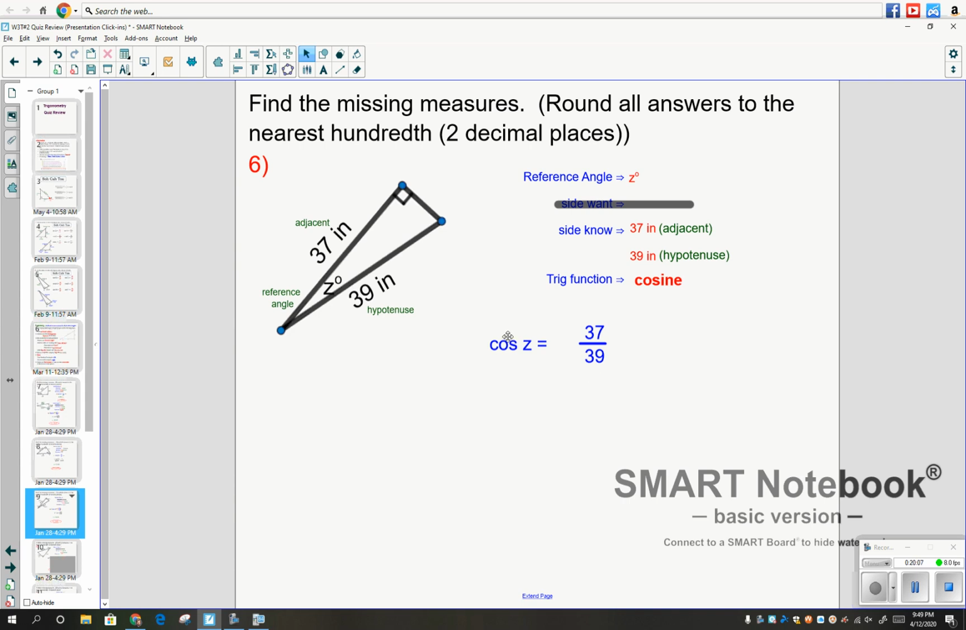How do I solve for Z? How do I get rid of cosine? Solve for an angle? The inverse. Take the inverse of both sides. Cosine inverse of cosine will cancel each other out and leave me with just Z. Z equals then cosine inverse of 37 over 39.